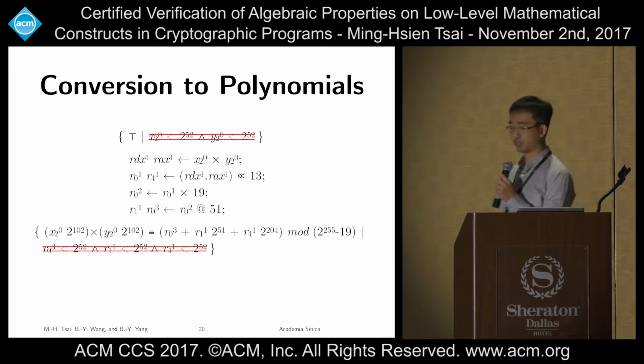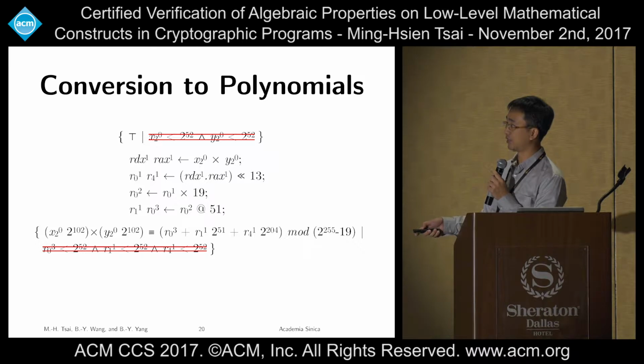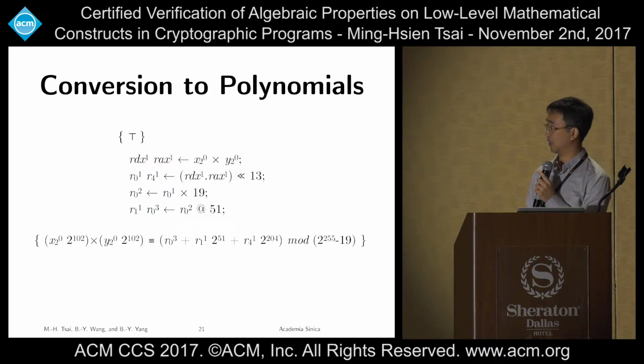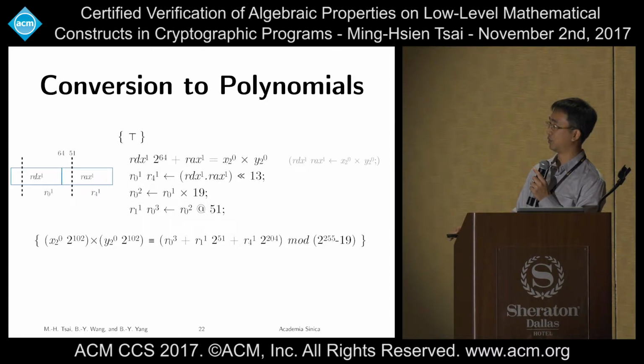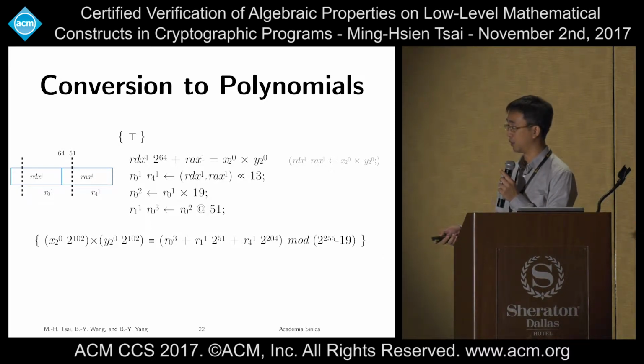But this is an over-approximation, because this equation does not require that the value of R41 is smaller than 2 to the 51. So this holds even if R41 contains values more than 2 to the 51. And then for the multiplication, we just use equality. And for splitting, it's easier. We have the higher part multiplied by 2 to the 51 plus the lower part equal to the result of this bit vector to be split. So we get this polynomial equation.